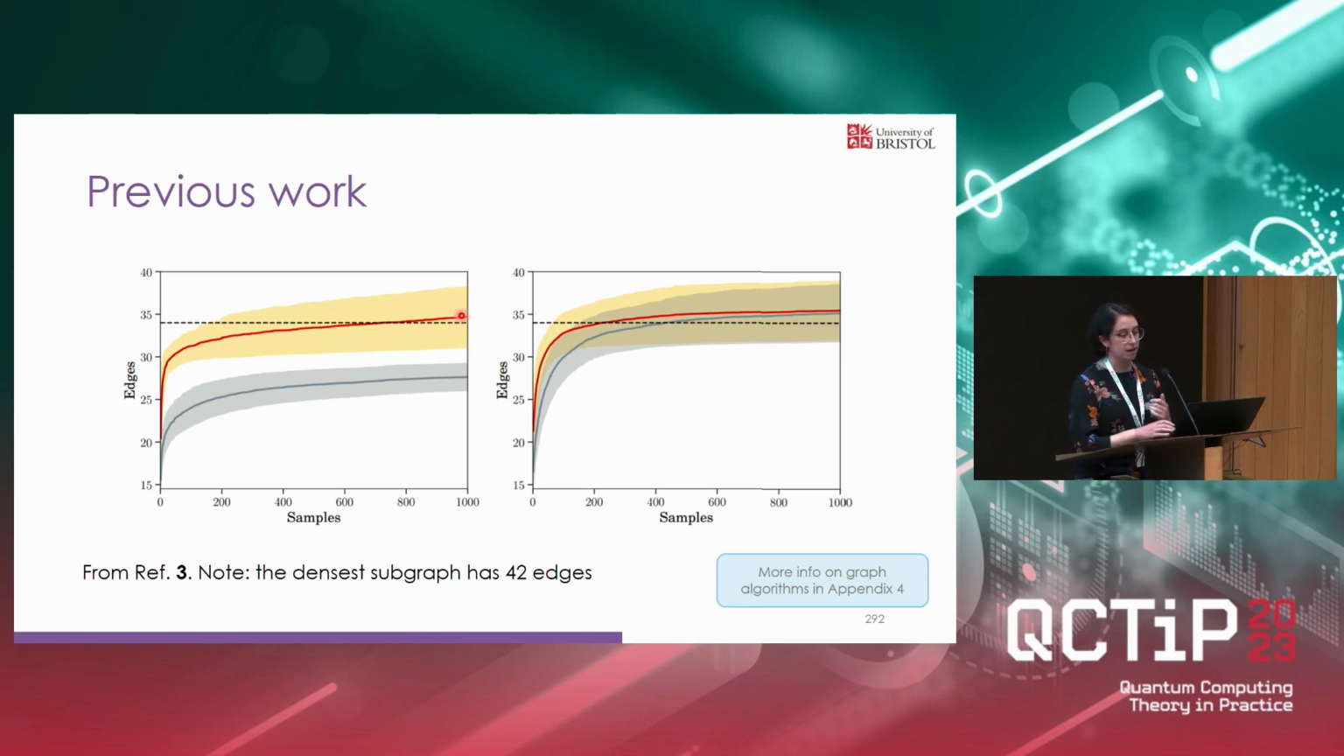This dotted line is a comparison with a deterministic classical algorithm, just for a benchmark. And you can see they're actually struggling to find the densest subgraph.